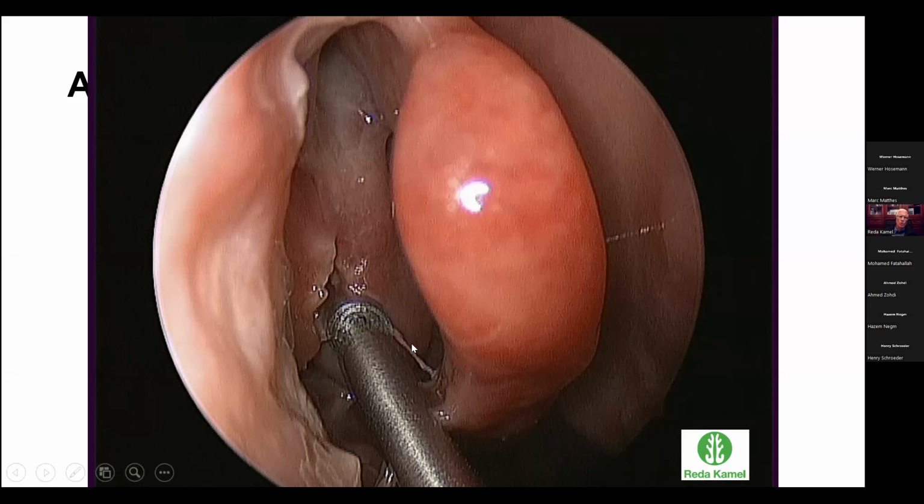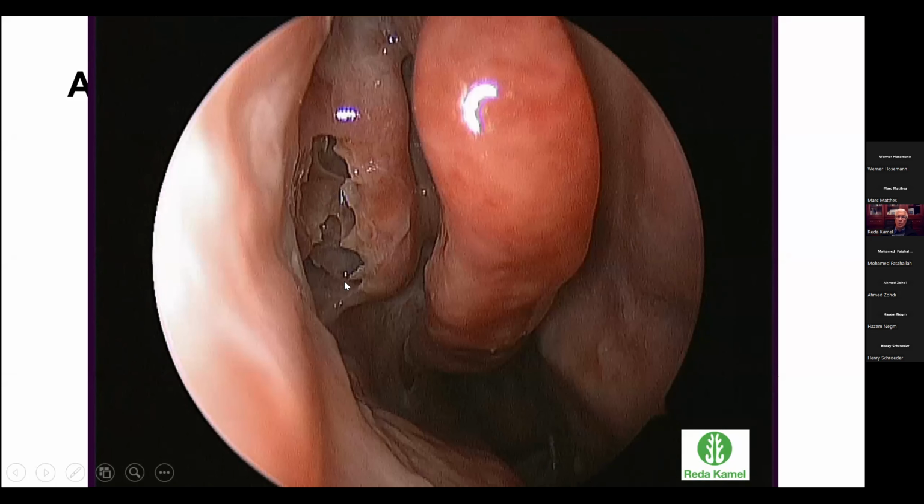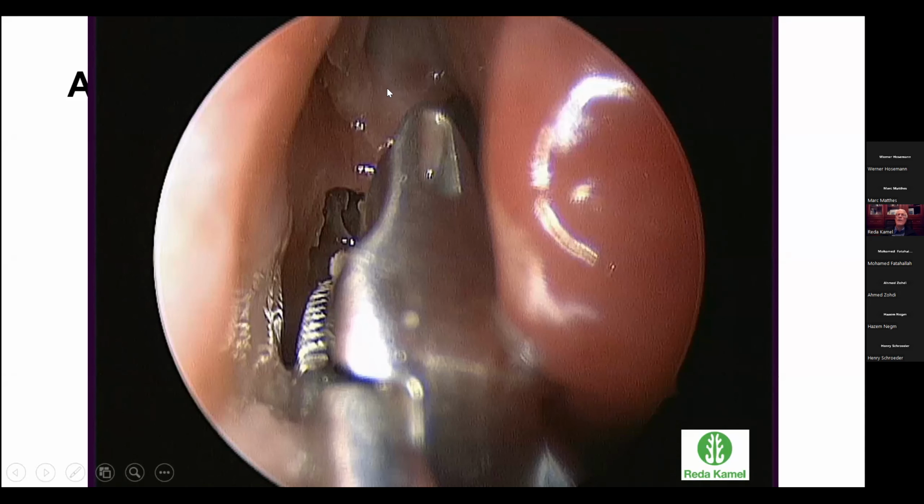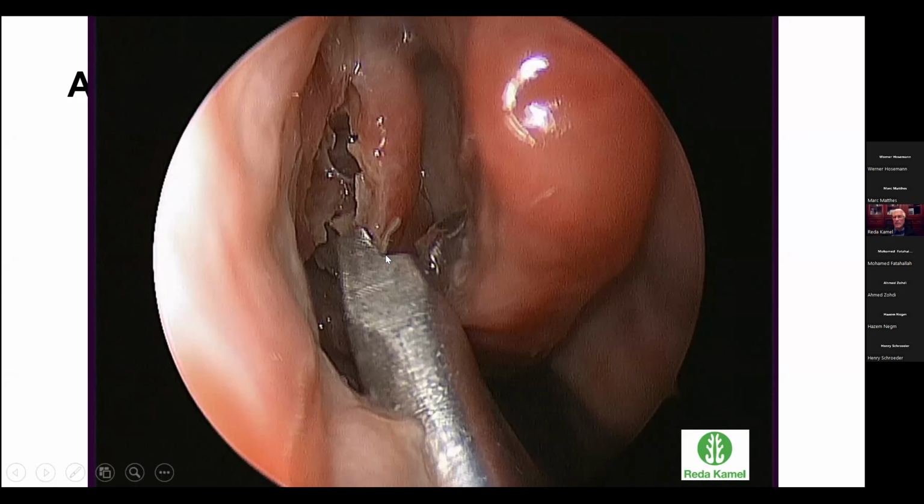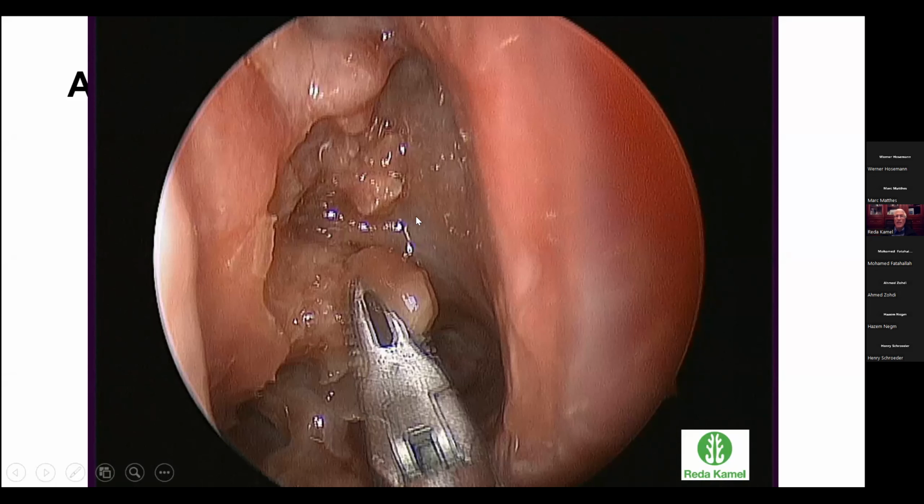We have our tools: the straight mushroom, the Kerrison, the tiny Kerrison, the shaver, the grasping forceps, the through-cutting forceps, and so on. We remove the anterior wall of the bulla, anatomy, and then we go up there to the skull base. Careful. Then we remove the floor of the bulla. Careful. And then we take care of the medial wall of the bulla. Careful. And then the posterior wall of the bulla, exposing the basal lamella.